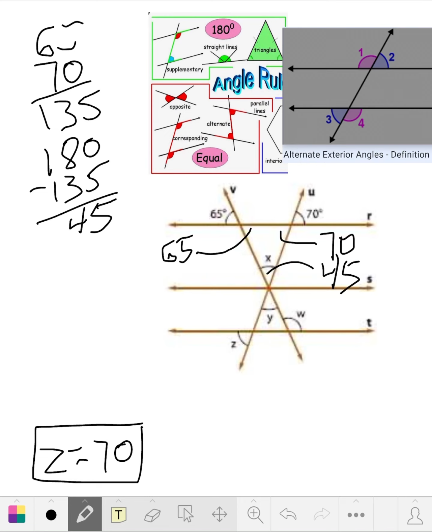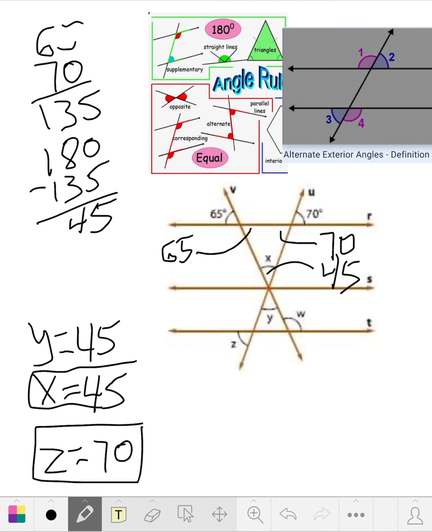So let's write that down, X equals 45. And if X is 45, Y is 45. So let's write Y equals 45 too. We could square both of them. Now the only angle we have left is W.